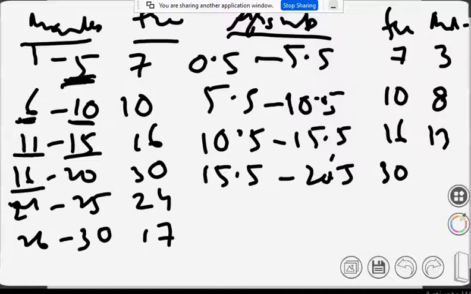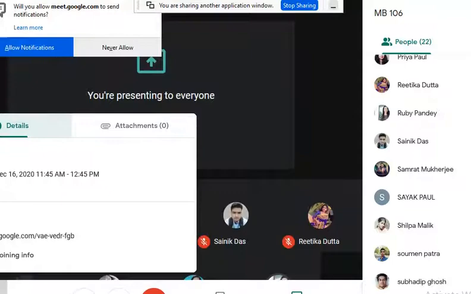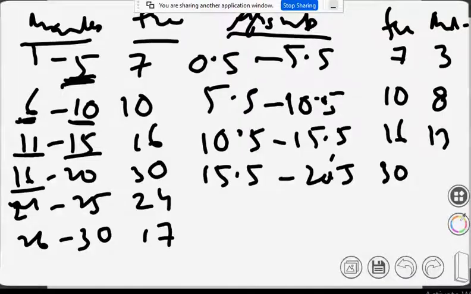Have everyone done the mid values? What was said? 3, 8, 13, 18, 23, 28, 33. Okay, that is Xi, the mid values.